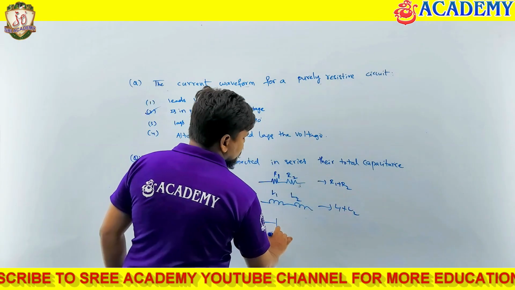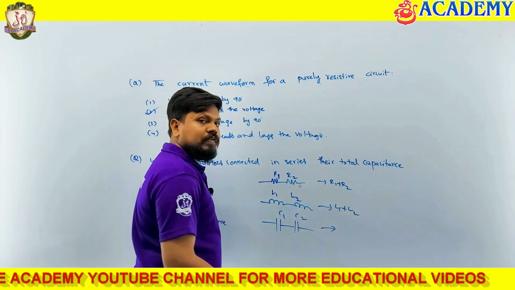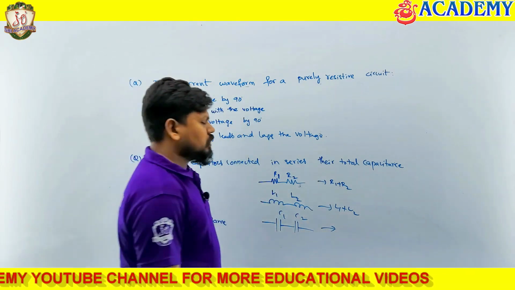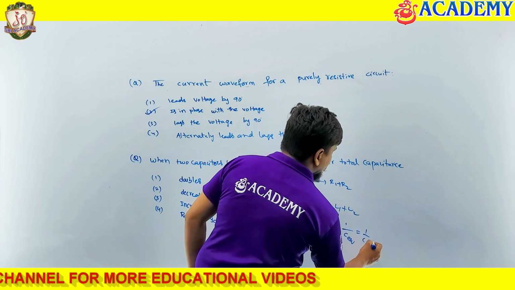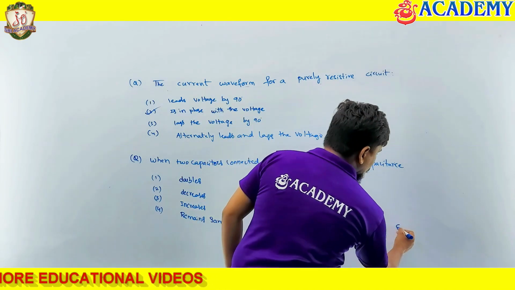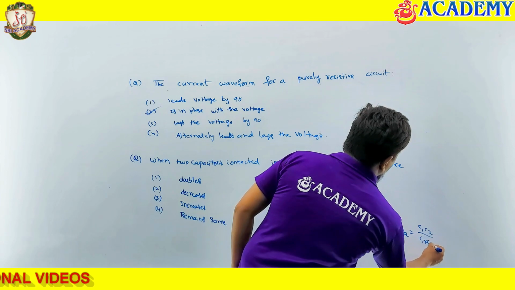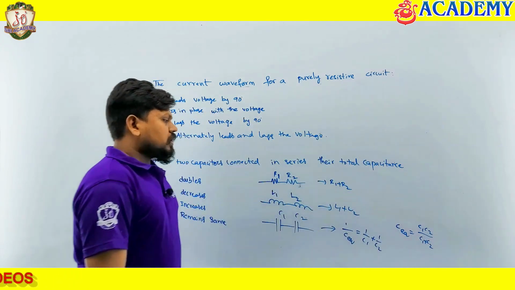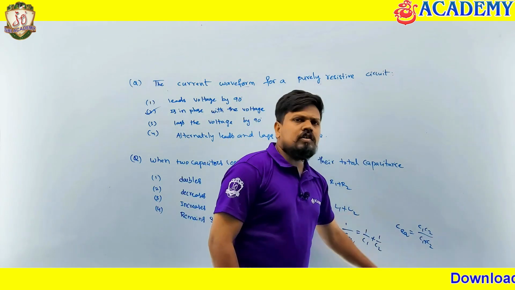Whenever two capacitances C1 and C2 are connected in series, what is the equivalent you will get? 1 by C equivalent equals 1 by C1 plus 1 by C2. The same thing we can simplify like this: C equivalent equals C1 C2 divided by C1 plus C2. So that is the formula. No need to write all these things. If you know the formula, directly write down this one only.